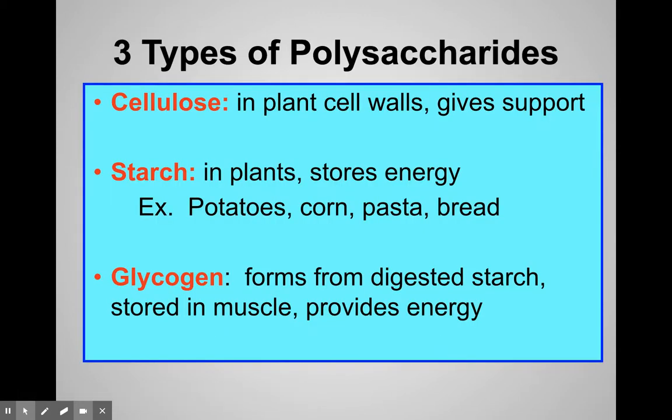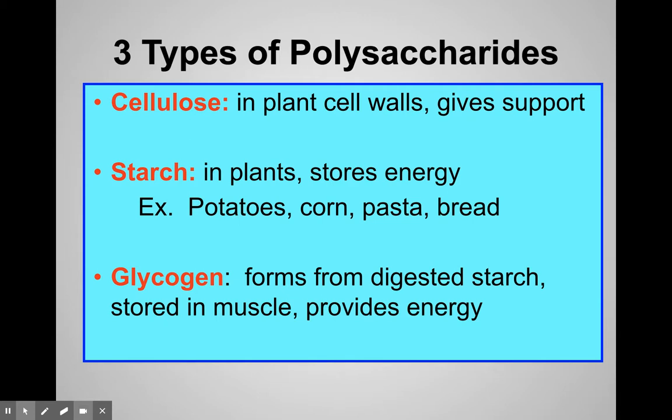So the three main types of polysaccharides that you'll come in contact with are cellulose, found in plant cell walls, which gives support; and starch, found in plants, which stores energy. So those are our potatoes, our corn, pasta, bread.